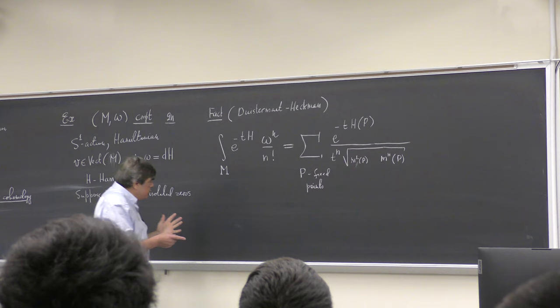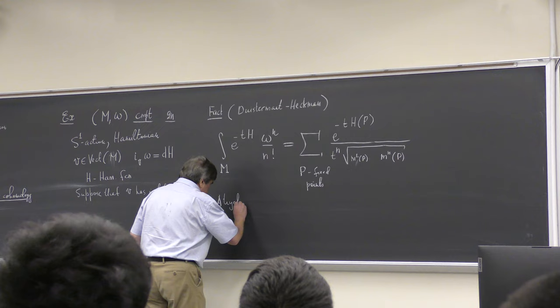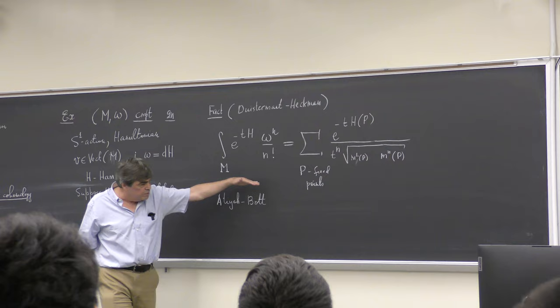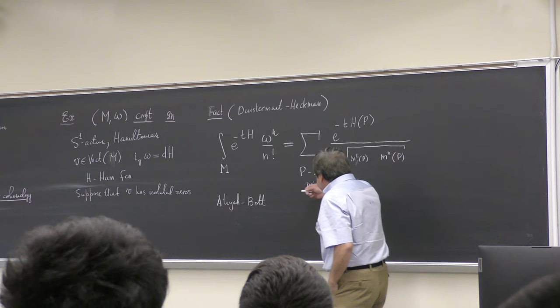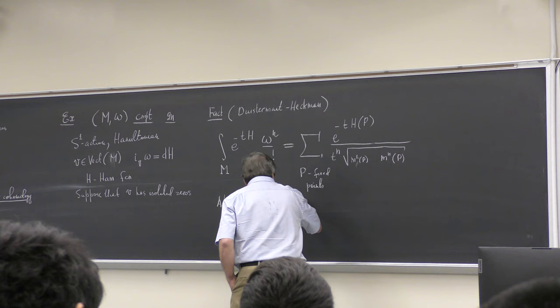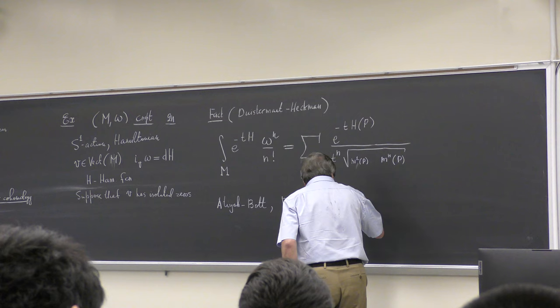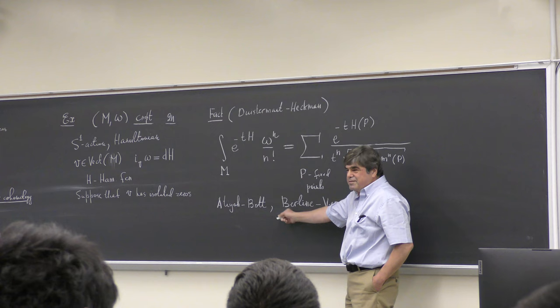Then Atiyah and Bott generalized it to a full extent. We'll not discuss this, but this is the main building block. This is the case where the fixed points aren't isolated. Yes, if the fixed points are not isolated, this can be generalized. Atiyah and Bott, Berline and Vergne, and many other people. There was a huge literature in the 80s. There is a book by Berline and Vergne which explains this. The proof is essentially one line.